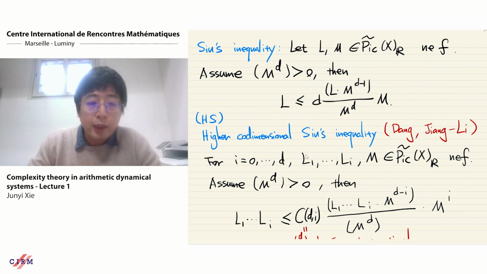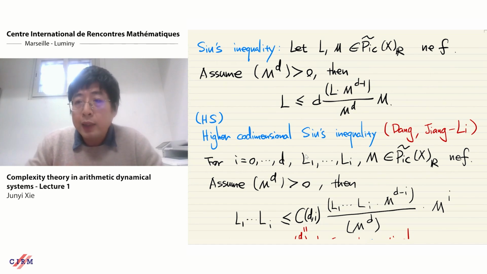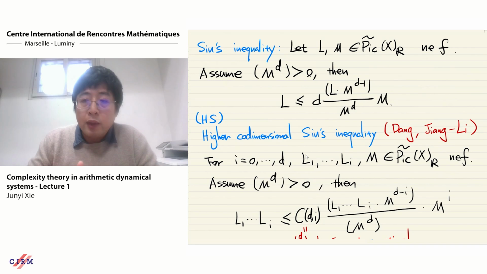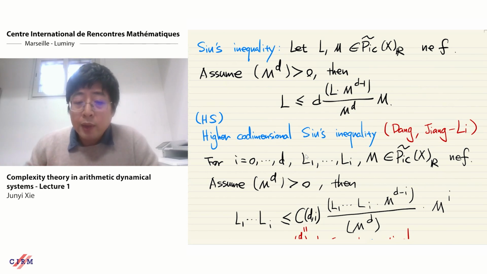So the statement is like this. For i equal to 0 to d, you pick line bundles L_1 to L_i and M in Pic tilde(X), and they are nef, and M^d is strictly larger than 0. Then you can show that the intersection L_1 to L_i is less than or equal to some constant only depending on the dimension d and i, times this intersection number (L_1 to L_i times M^(d-i)) over (M^d) times M^i.